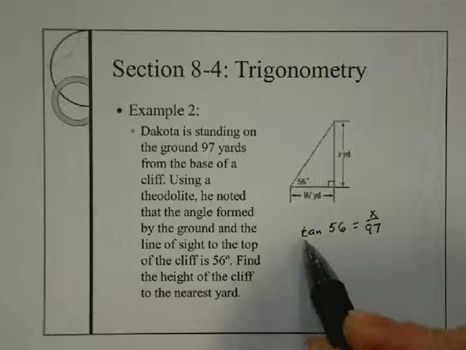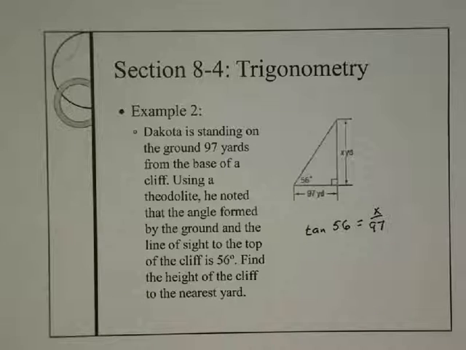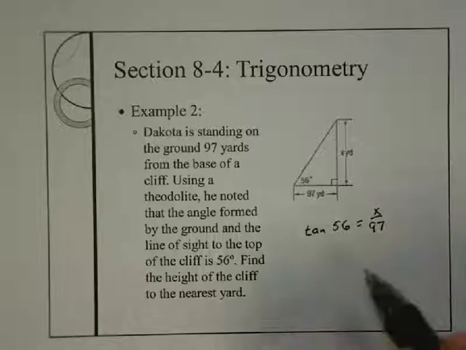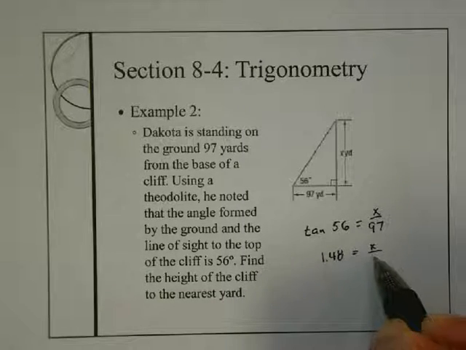Now, tangent 56 is something your calculator can actually do. Your calculator has a button that says tangent on it. So you can enter tangent 56 on your calculator and get a number out. So, for example, tangent 56 is 1.48. So this side becomes 1.48 equals x over 97.